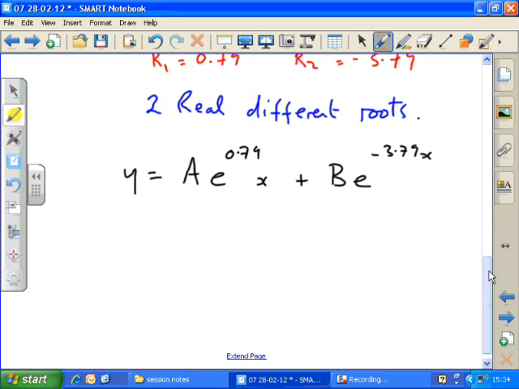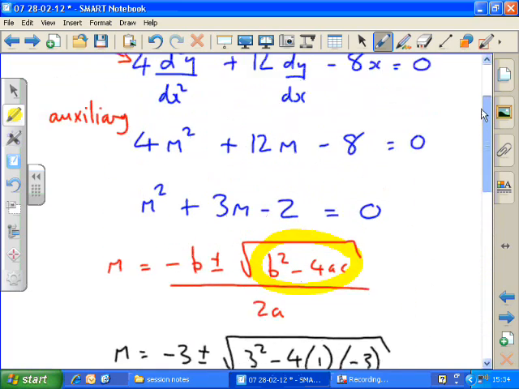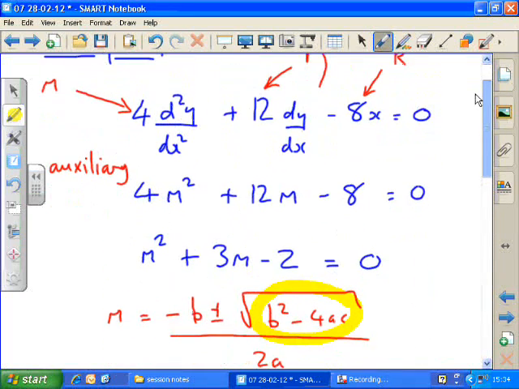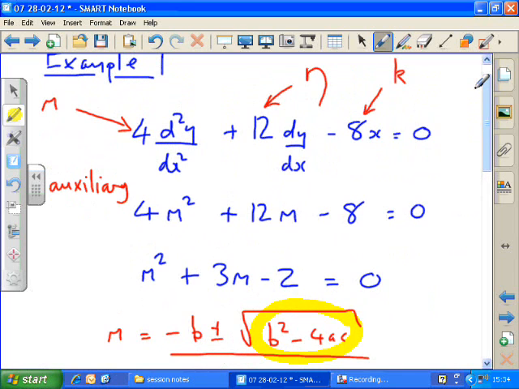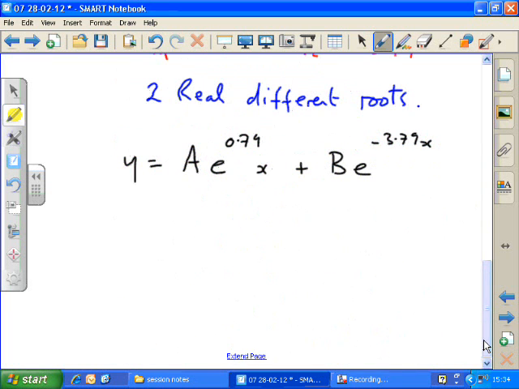And we're not given in this particular example any initial conditions. We'll come to that later. If I'm being given some initial conditions, I would have been told, for example, when x equals 0, y has some sort of value, and when x equals 0, the first differential dy by dx has some sort of value, and then you can calculate the values of a and b. But we'll come to that a bit later. So for now, we have that as our solution.